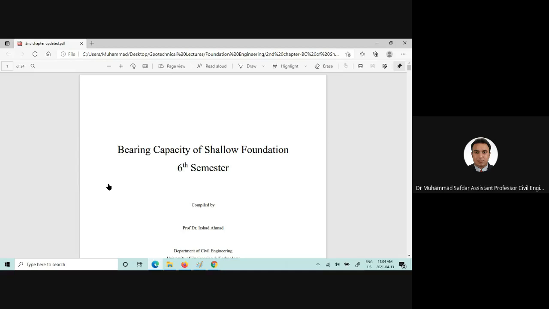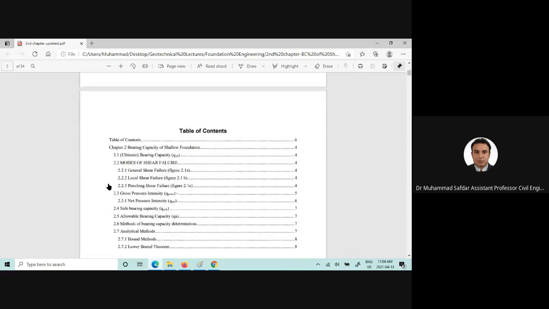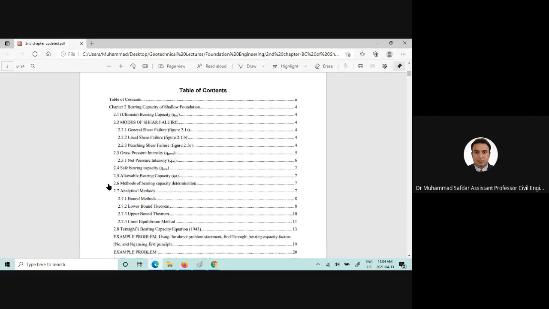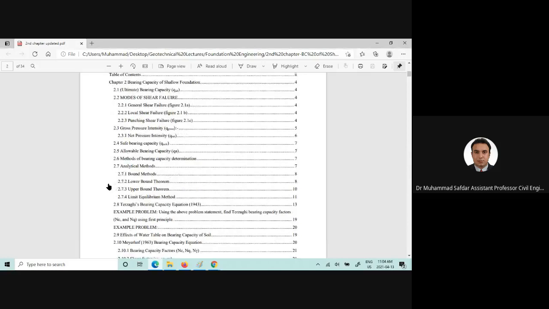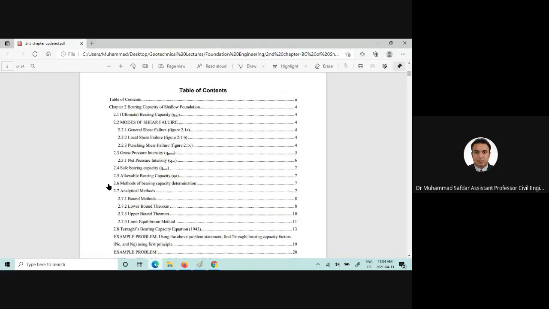It's just an introduction to how we are going to find out the bearing capacities related to shallow foundations. So today's lecture is related to chapter number 2. Now we will understand what the ultimate bearing capacity is.